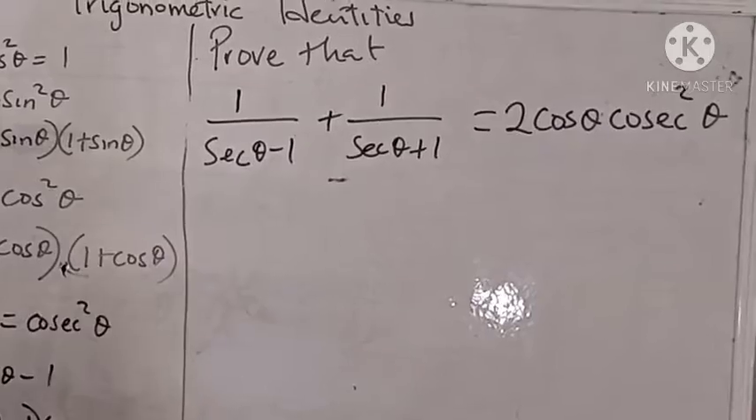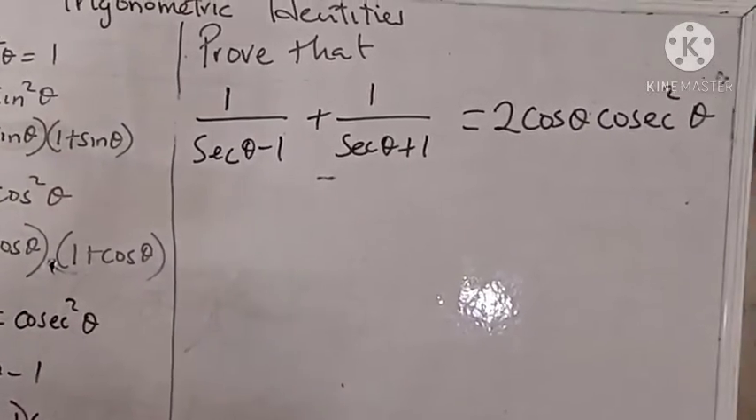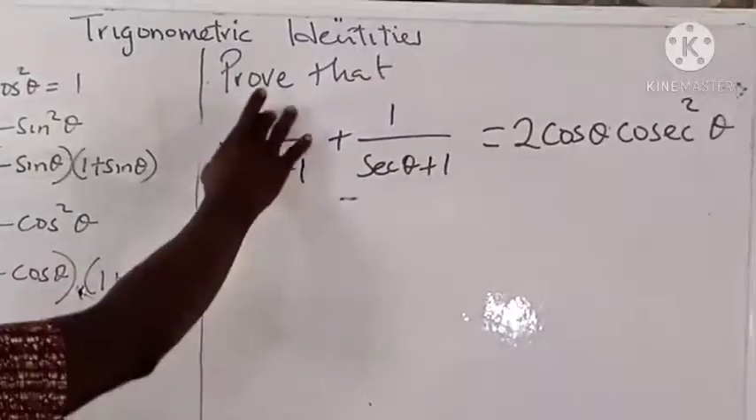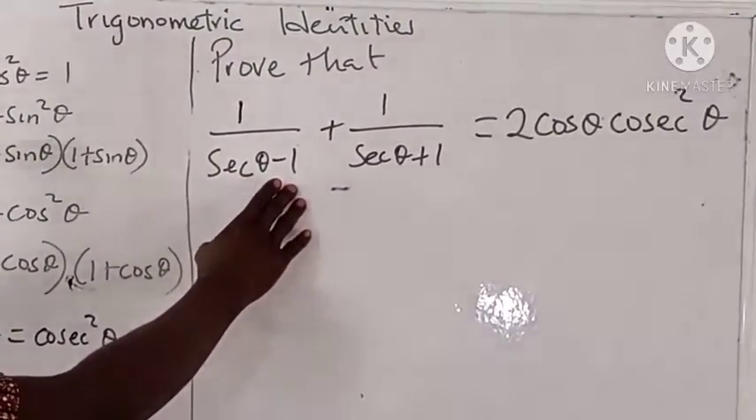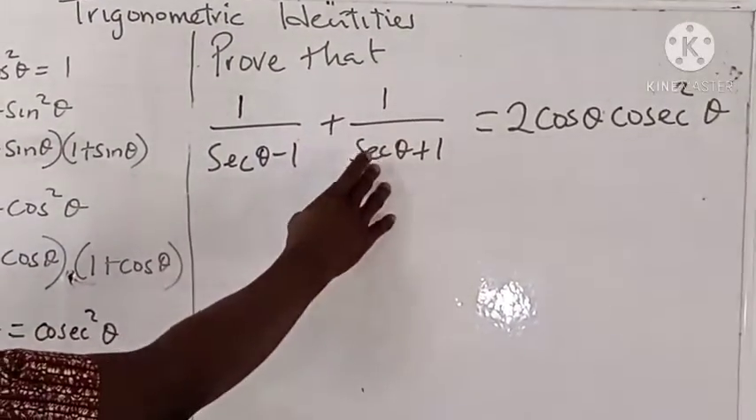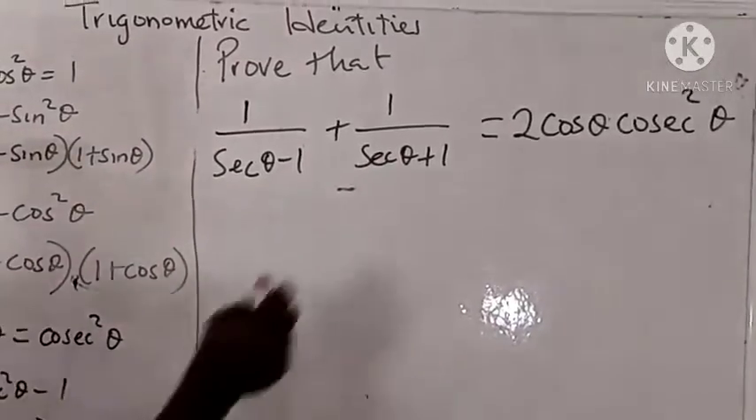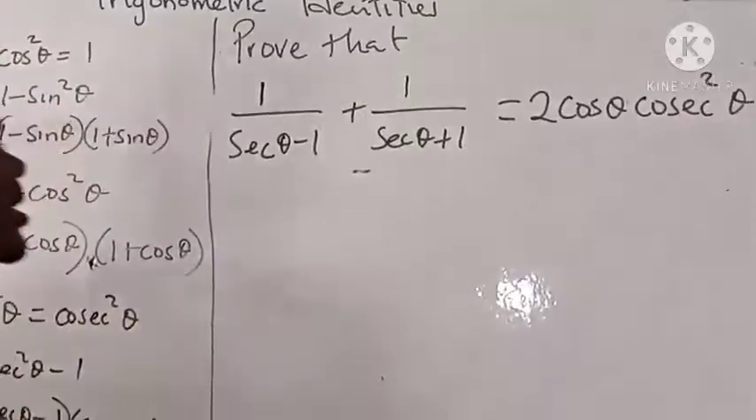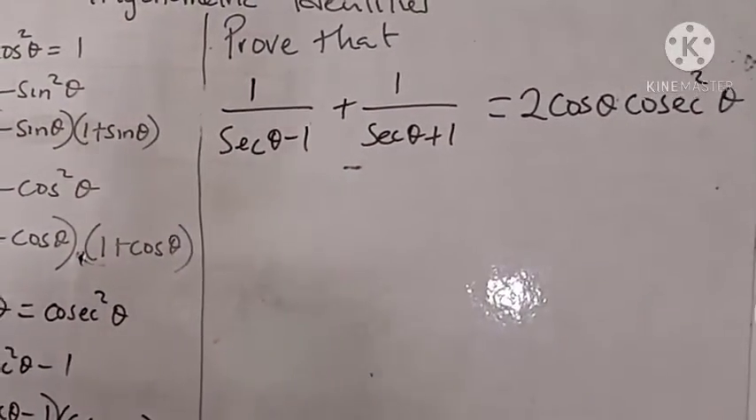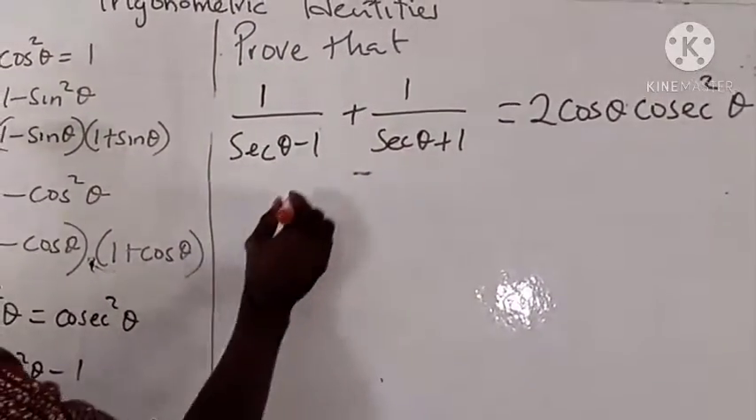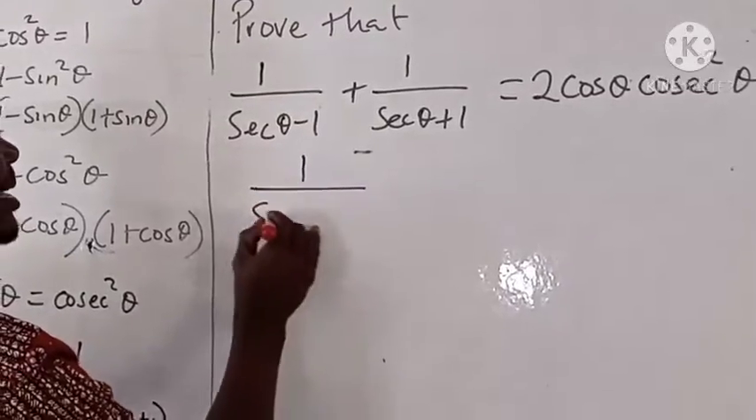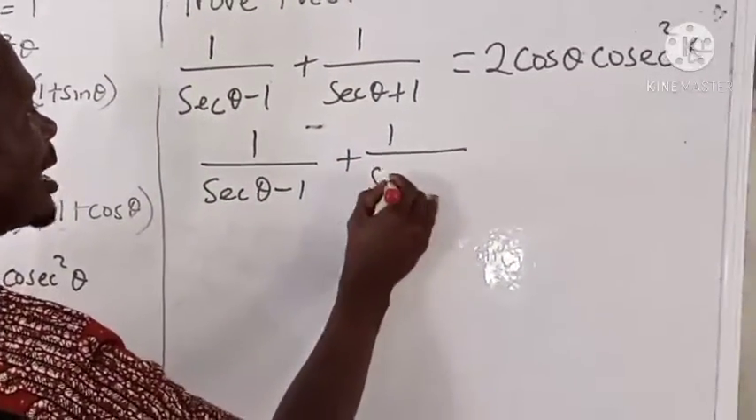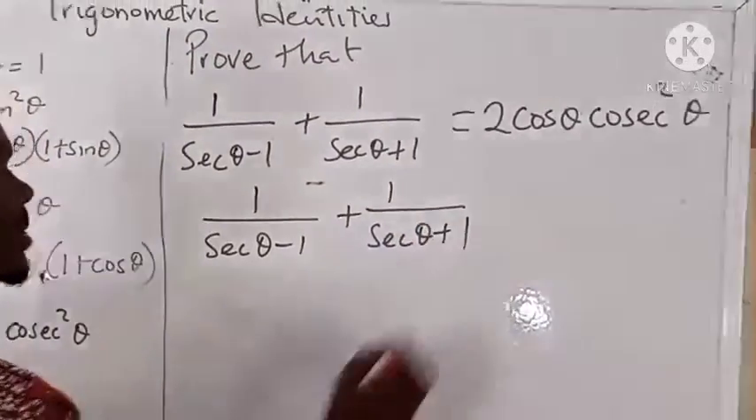The second problem we need to solve states: prove that 1 over sec theta minus 1 plus 1 over sec theta plus 1 gives 2 cos theta cosec squared theta. In trying to solve this problem, all we are interested in is 1 over sec theta minus 1 plus 1 over sec theta plus 1.